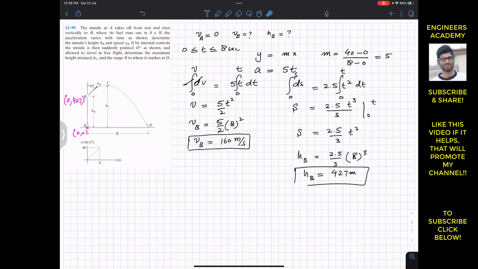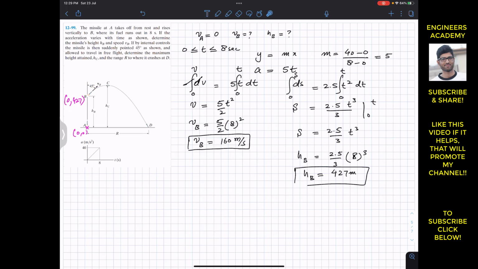So this was the first part of the problem, and the second part says that if by internal controls the missile is then suddenly 0.845 degree is shown and allowed to travel in free flight, determine the maximum height hc and the range r to where it crashes at D. So after point B the missile travels as a free flight, right? It's a free falling body, right? And the missile travels along this direction, and the velocity makes 45 degrees.